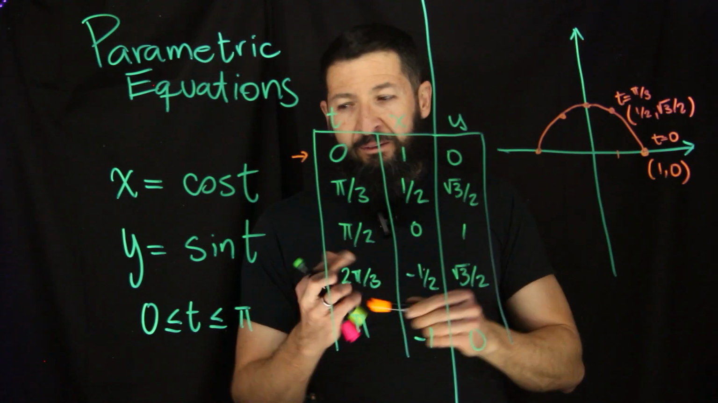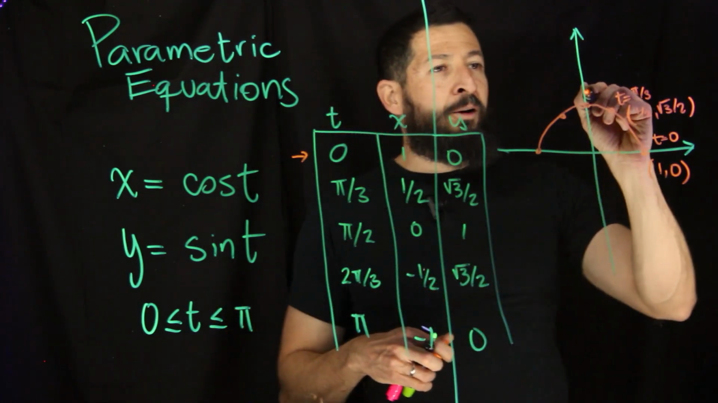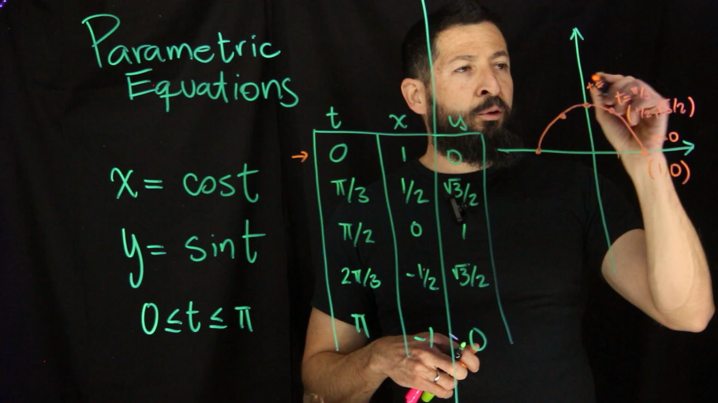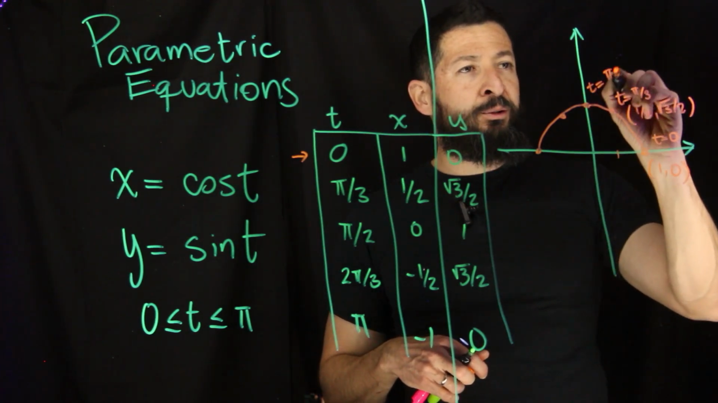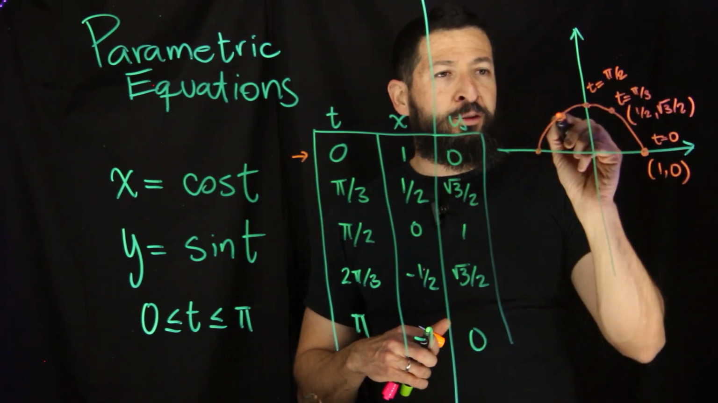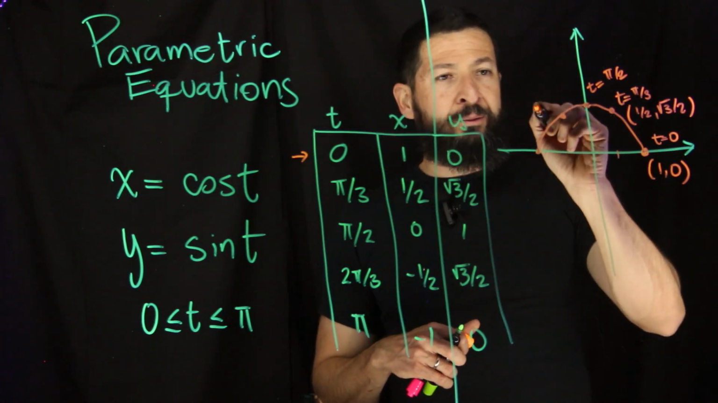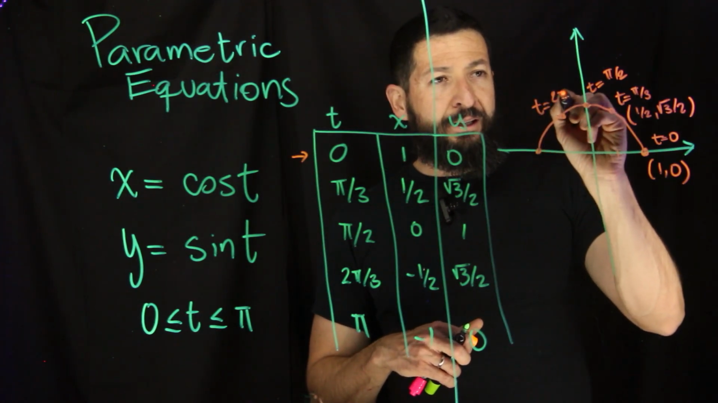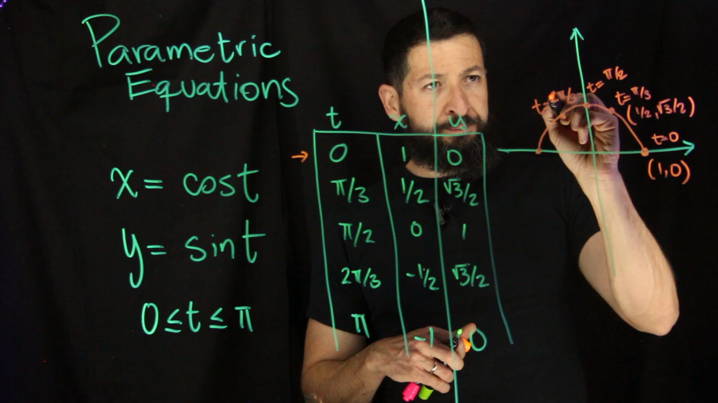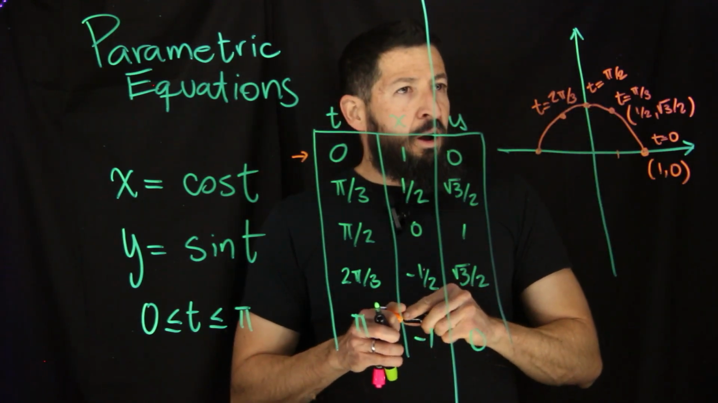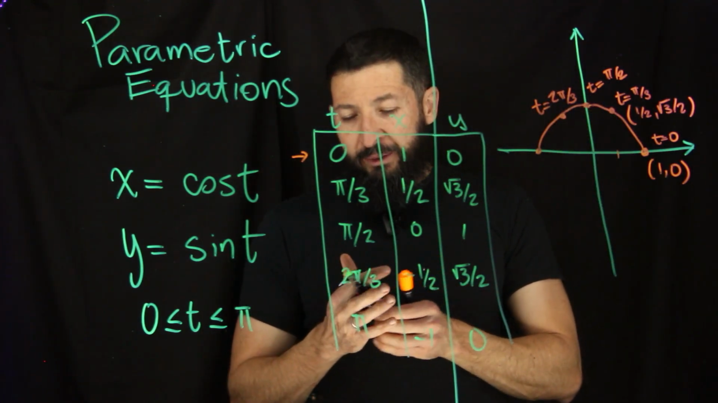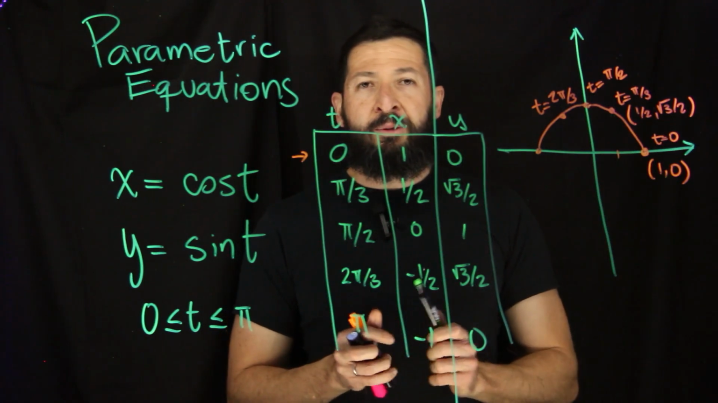By the way, I should probably also label all my times here. So pi over 2, and then so forth and so on. So we said this one was t equals 2 pi over 3, and so forth and so on. All right, so that's our first example. So that's going to be pretty much how we're going to be graphing parametric equations.